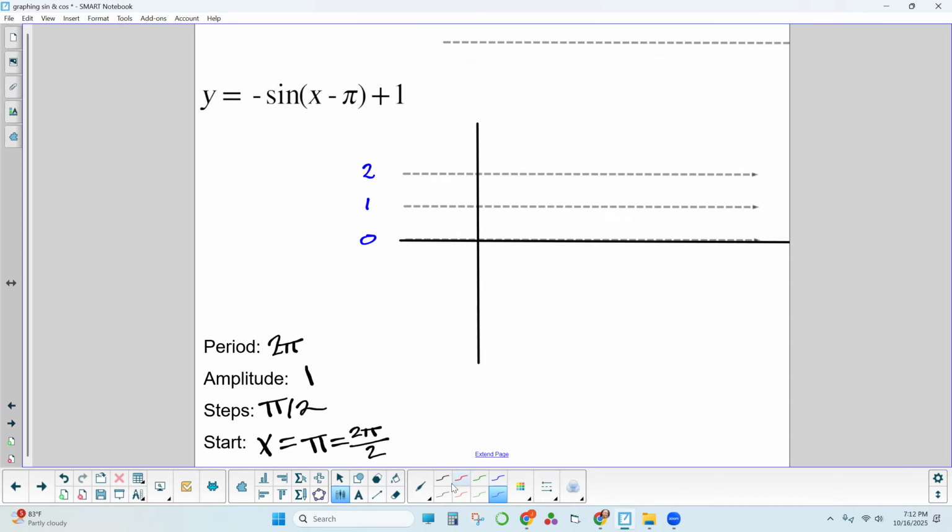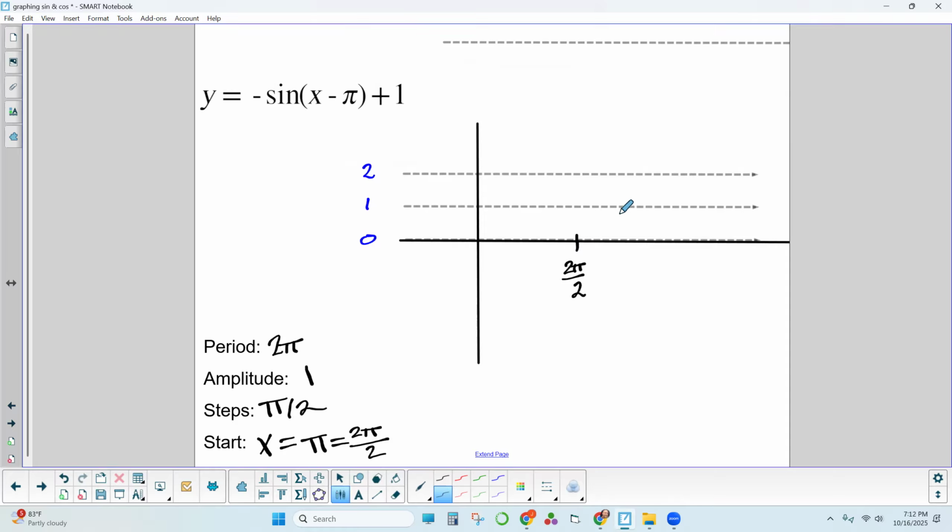All right, now I'm going to label the x-axis. So I'm going to start at 2 pi over 2, okay, which is pi, and I'm going to move in steps of pi over 2. So if this is pi, and I'm graphing a period to the right, you can graph a period to the left, you can do both, okay? That's teacher discretion. So for this example, I'm going to do a period to the right.